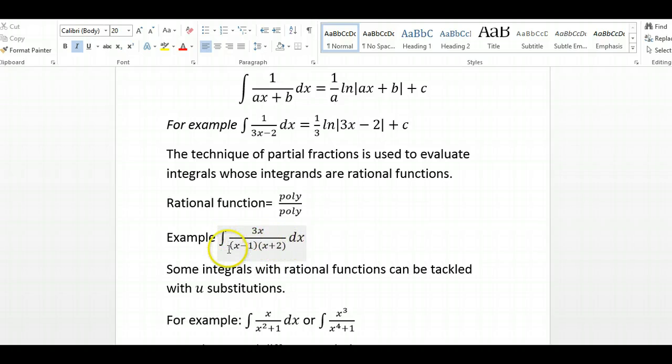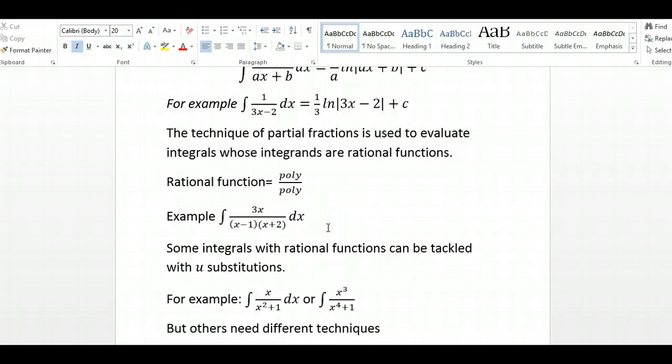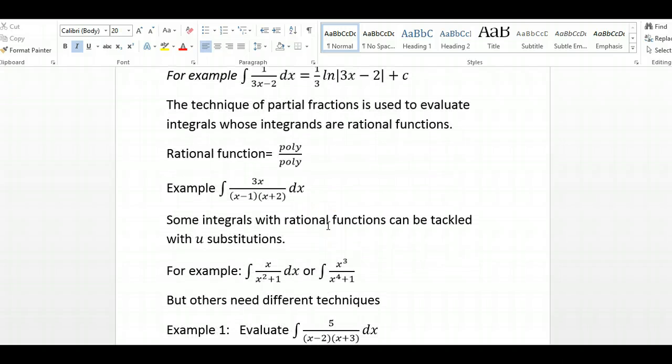Now if you have a square root here, then that is not a rational function because square root is not a polynomial. But right now we have a polynomial here and a polynomial here. Because if you distribute this out, you get x squared plus x minus 2, which is clearly a polynomial. So polynomial over polynomial, this is a rational function. So partial fractions means we will break it up into a couple of fractions and then integrate the fractions separately.